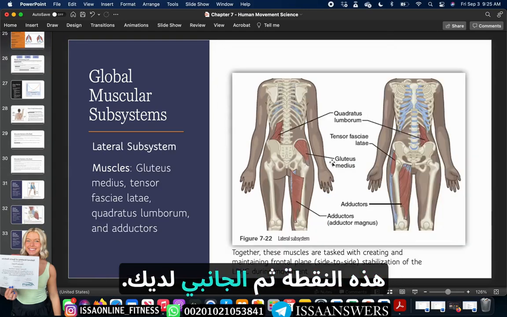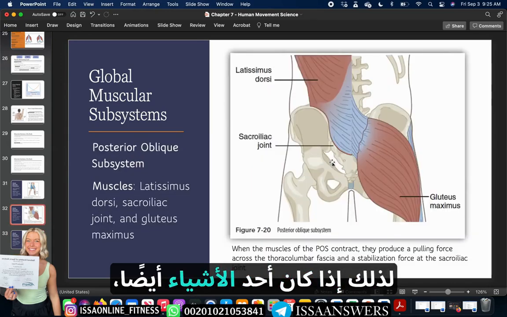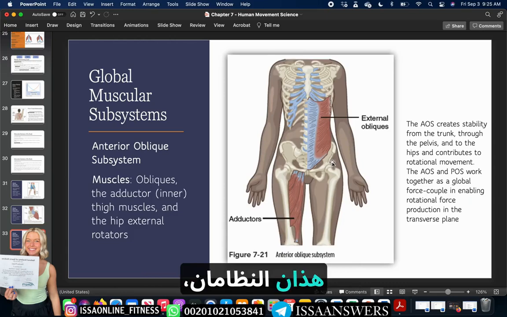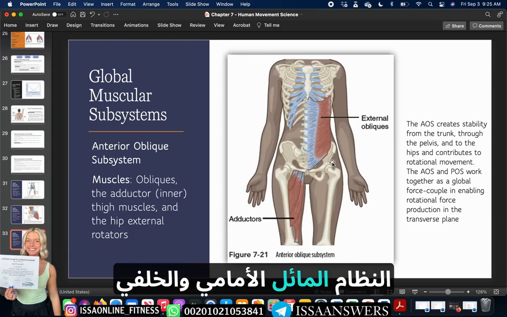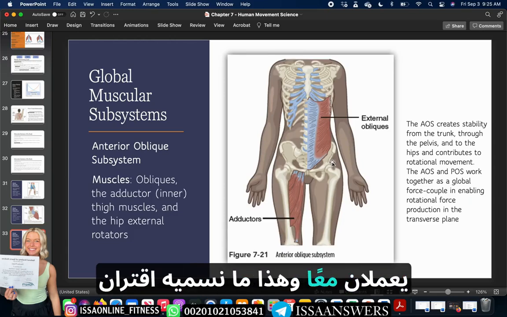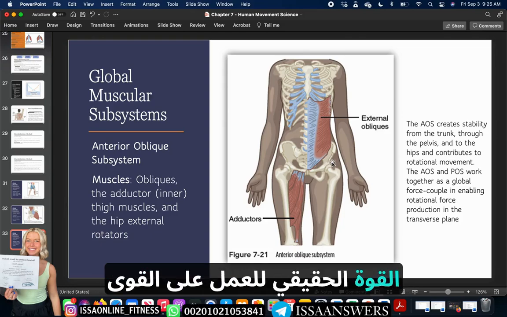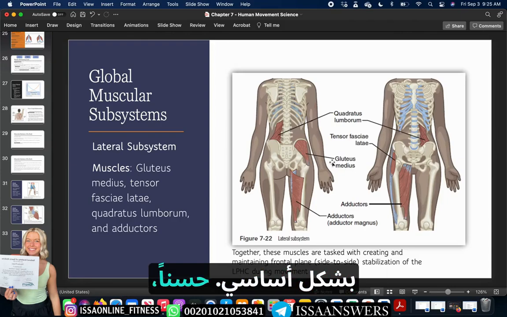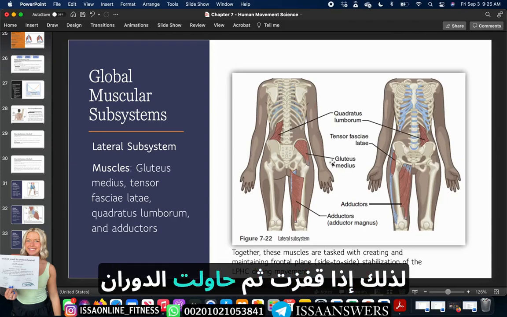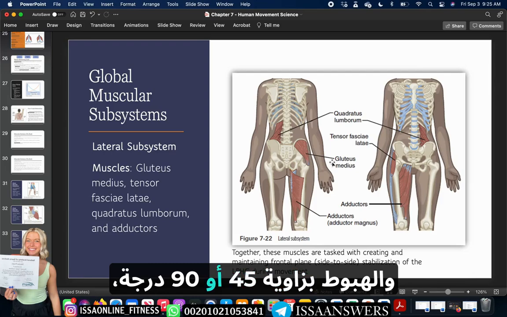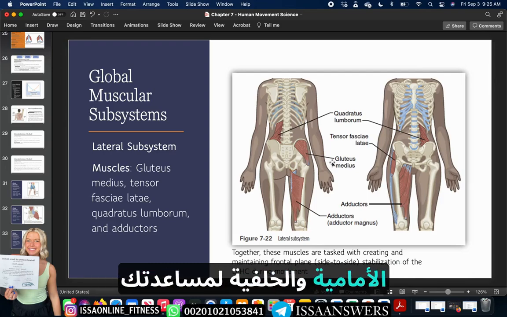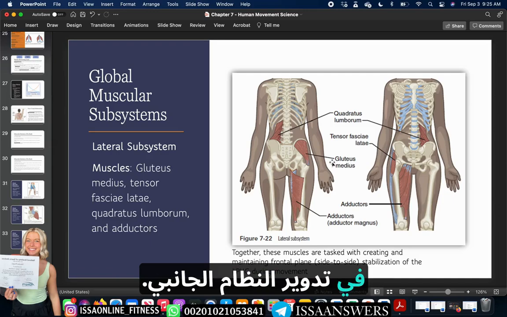And then there's your posterior oblique system. These two systems, the anterior and posterior oblique system, work together, and that's what we would call a true force coupling to work on rotational forces in basically our transverse plane. So if you jumped up and tried to rotate and land at a 45 or 90 degree angle, you're using those anterior and posterior oblique systems to help you rotate.